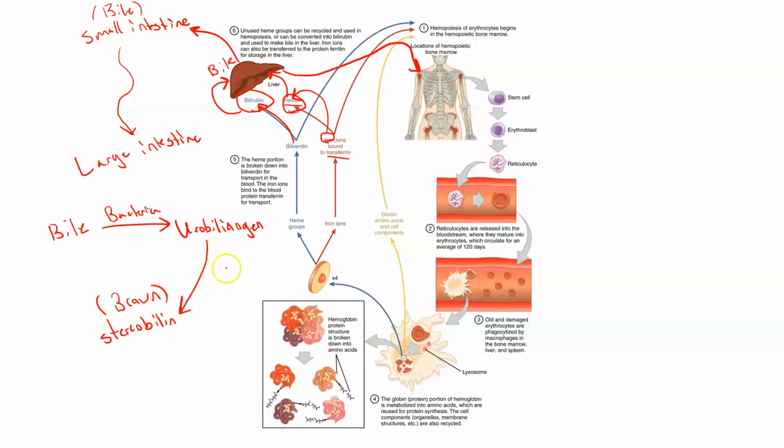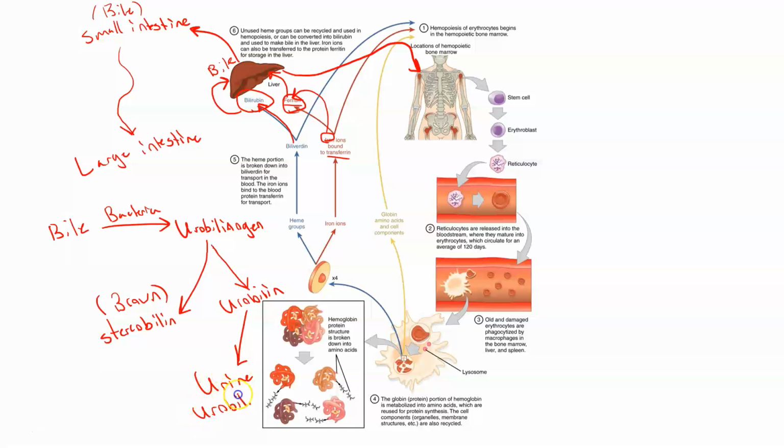Urobilinogen could stay, or it could be excreted in the feces, or it could be reabsorbed in the bloodstream where it becomes urobilin. And then if it gets converted to urobilin because it's reabsorbed out of the large intestine back into the bloodstream, it will eventually then be excreted in the urine as urobilin.